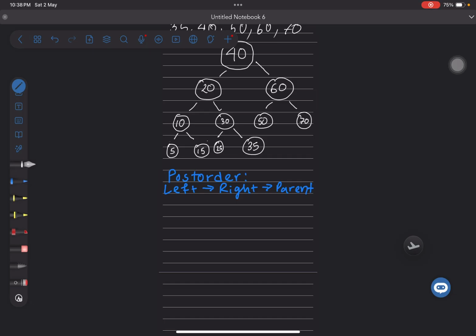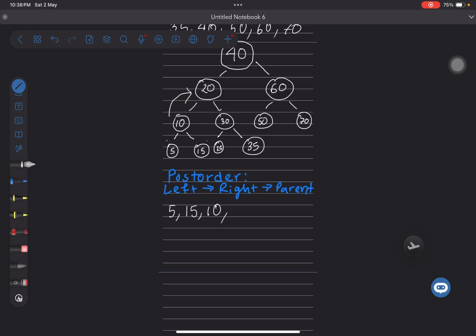So again, similar to in order, we go to the absolute left possible. We have 5, so we write 5, and then there's no more left of 5. So what do we do? We go back, but we cannot hit the parent. We have to hit the right side first. What is the right side? 15. So we write 15 over there, and now there is absolutely nothing left. So now we hit 10. After that, this entire thing is done.